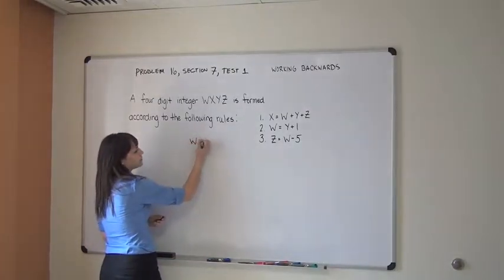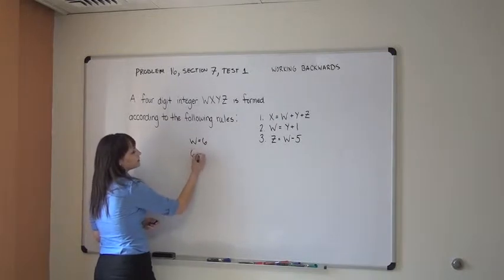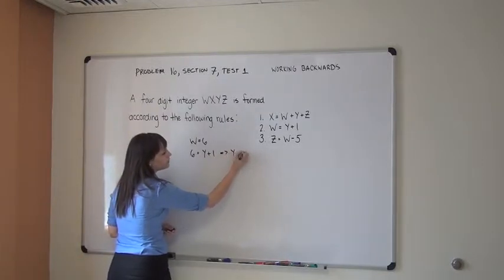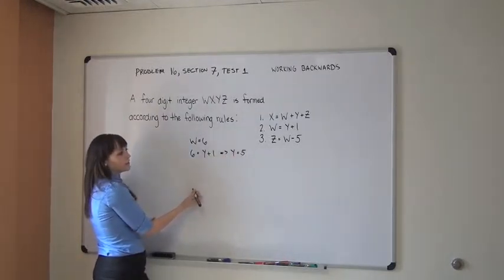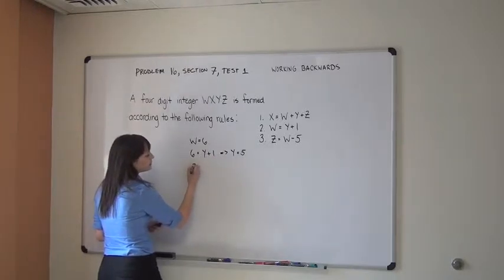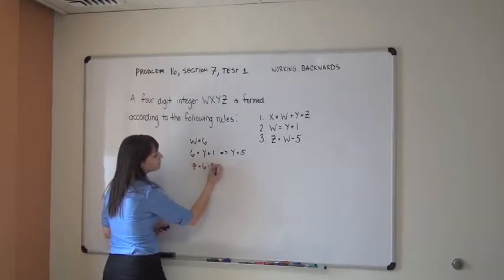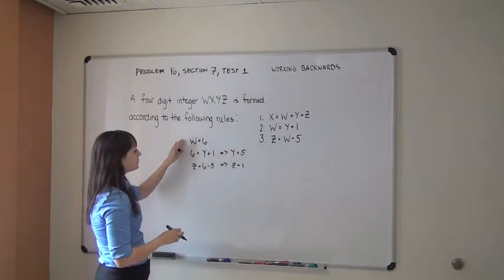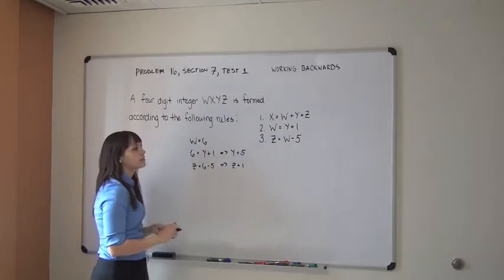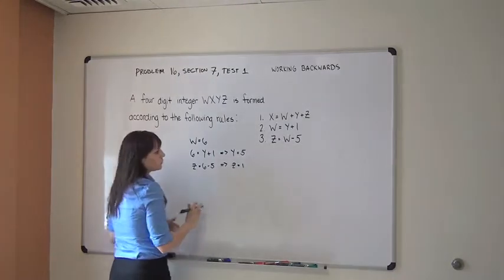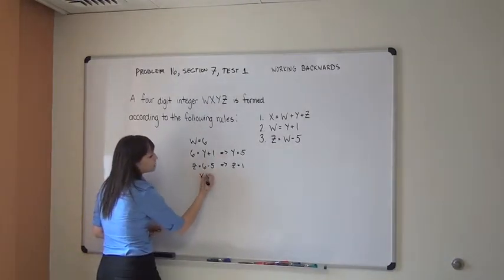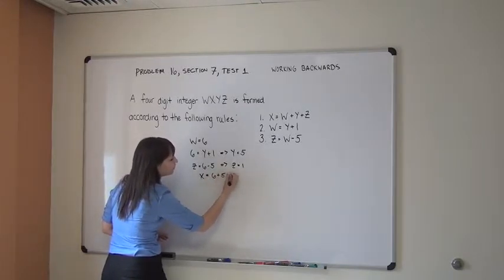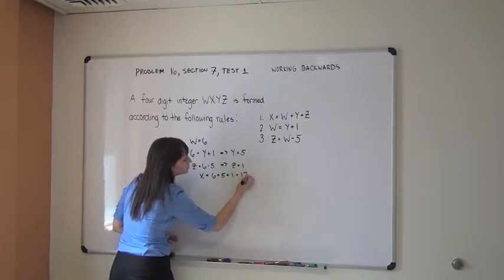If we guess that w equals 6, we'll find that 6 equals y plus 1, so y must be 5. And if we plug in 6 for w in the third equation, we'll get z is equal to 6 minus 5. Therefore, z equals 1. So now we have w equals 6, y equals 5, and z equals 1 as our guess. Let's plug it into the first equation to see if that works out. We'll get x equals 6 plus 5 plus 1, and that's, of course, equal to 12.